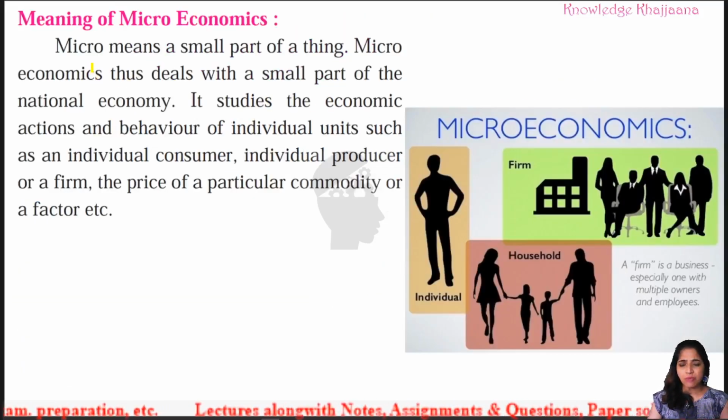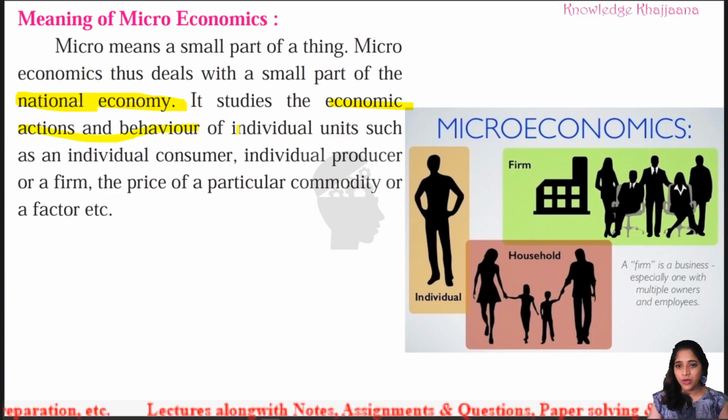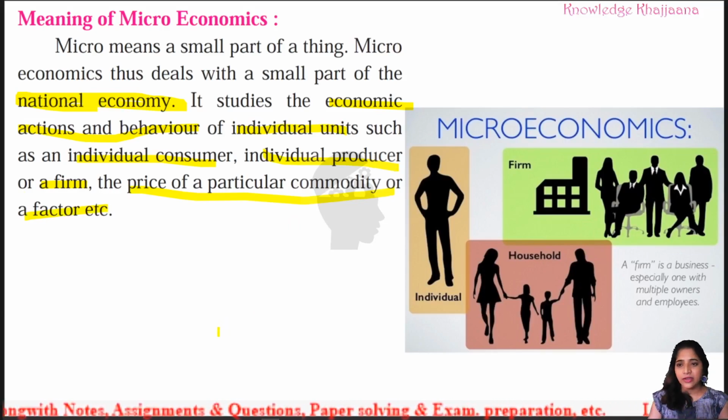See, micro means a small part of a thing. So microeconomics deals with a small part of the national economy. National economy means the economy of an entire nation. So obviously the entire nation doesn't come under the scope of micro, right? So out of the national economy a small part will be studied. And what does it study? The economic actions and behaviors of individual units such as an individual consumer, individual producer, or a firm, the price of a particular commodity or a factor. So all these individual, particular or specific things, their behaviors and actions related to the economy, we are going to learn under microeconomics.